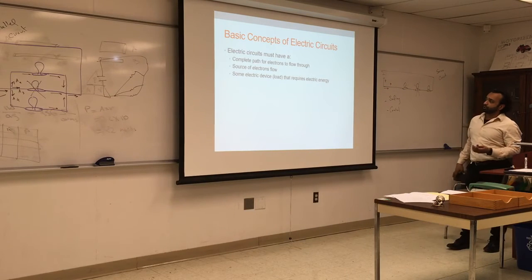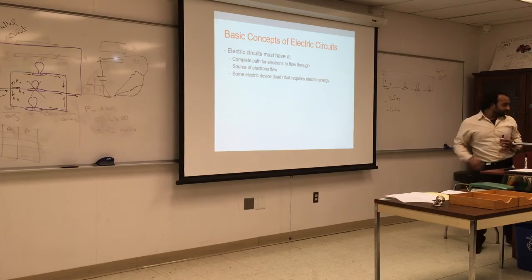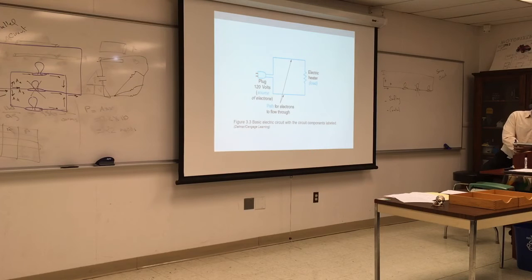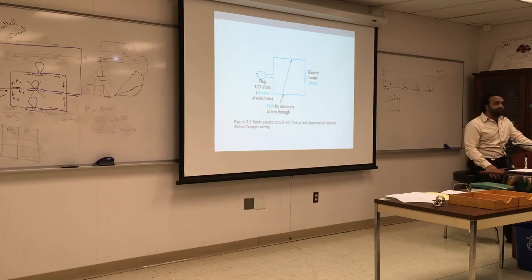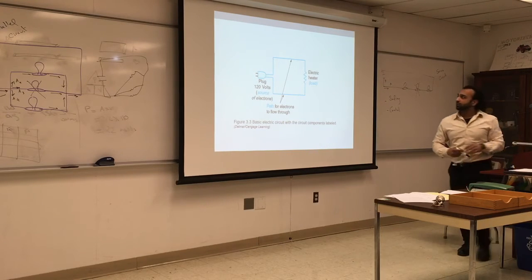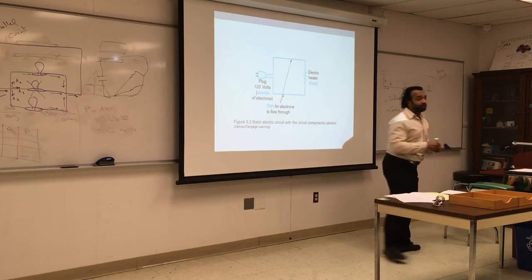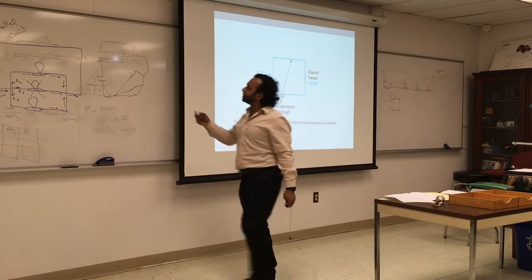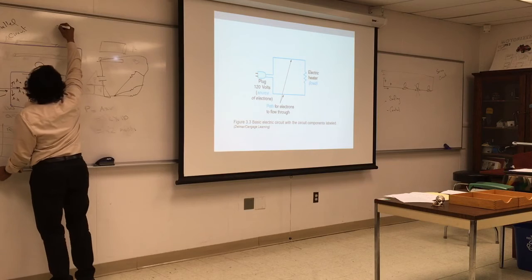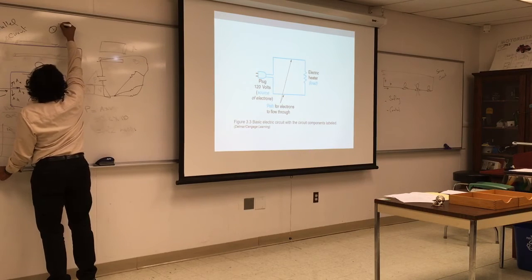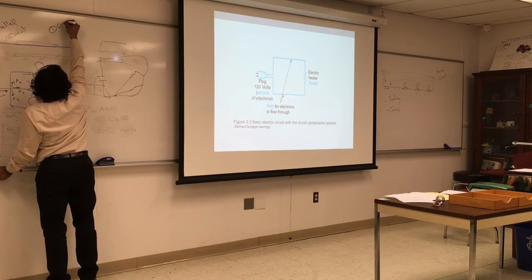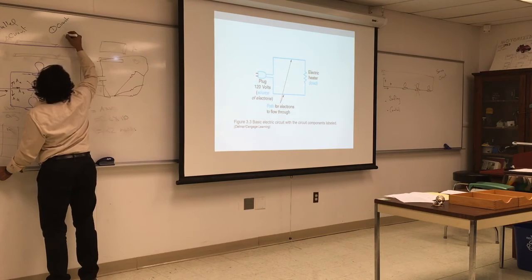Some devices or loads require electric energy, you know that. This is a symbol of a simple circuit. Any circuit requires a load, otherwise there is no need for that circuit. So we always need, I'm going to put that somewhere. It's for here. What do we need for a circuit? You need a circuit first, which is a complete path.